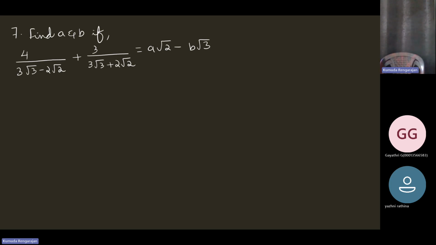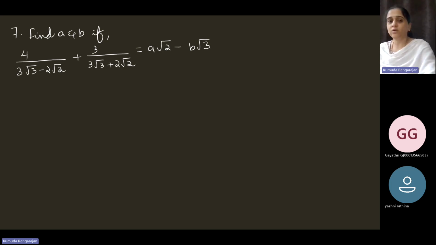How many marks are in this? It can be for 3 or 4 marks. 4. See, we can do it in 2 ways. When you look at the denominators, they're conjugates, right? So you can take the LCM and save time. Look at the denominators, they're conjugates.